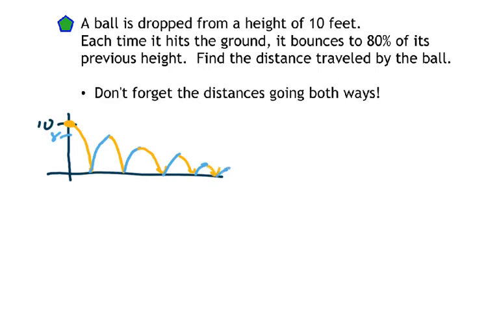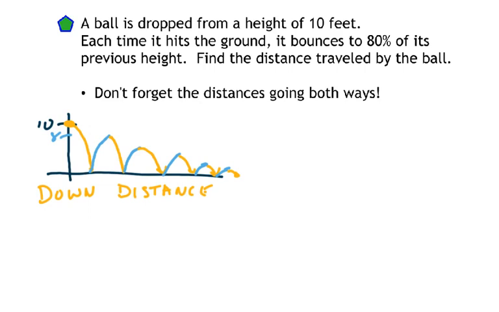until basically it's of a height that it doesn't measure anymore and it hits the ground. It's like just kind of rolling. So we're not forgetting the distances both ways. What that means is we have to add the down distance to the up distance.